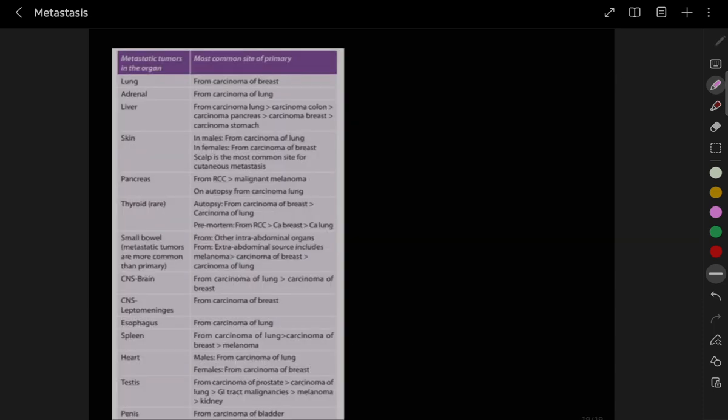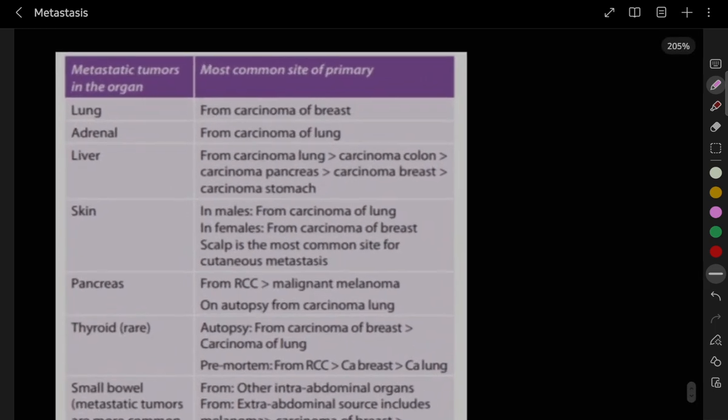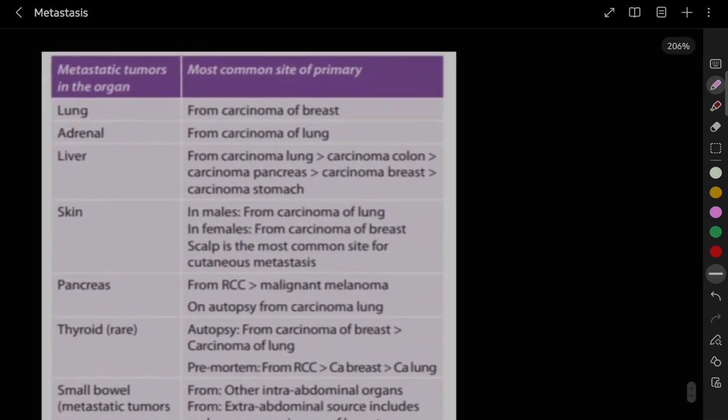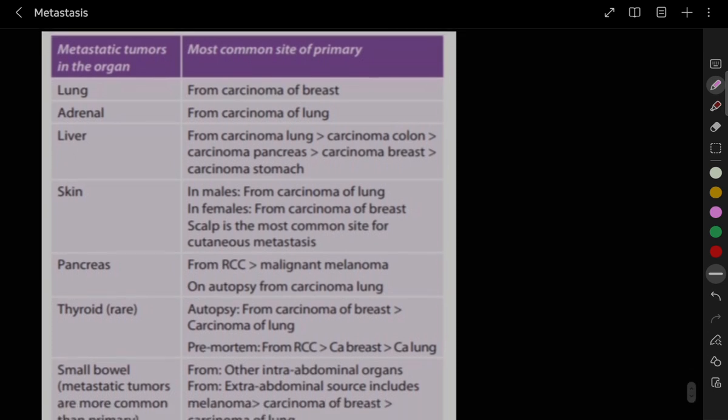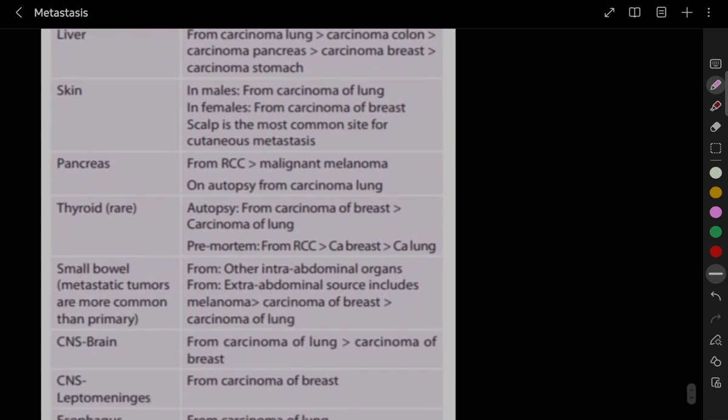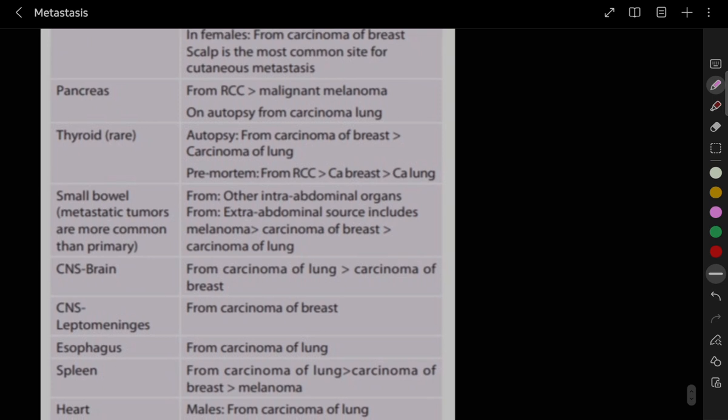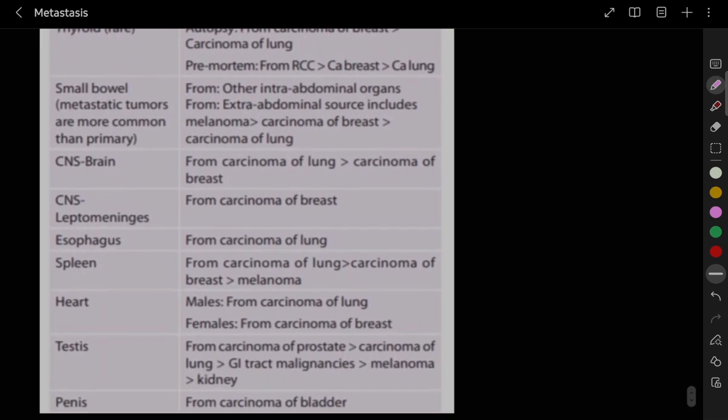You can see here that in the lungs we are seeing the metastatic tumor. This is coming from the carcinoma of the breast, so the primary site was the carcinoma of the breast. Like this, I have mentioned some of the metastatic tumors in the organs here. In this table you can see, and you can read it once if you like.